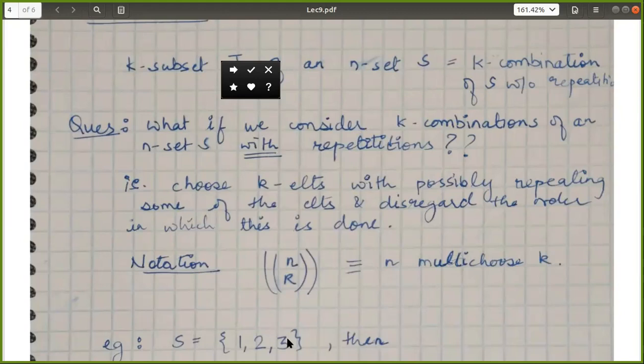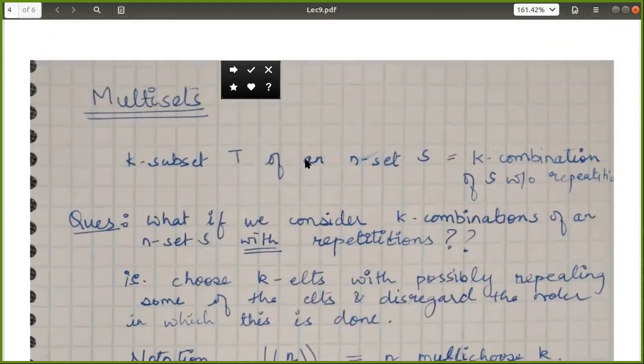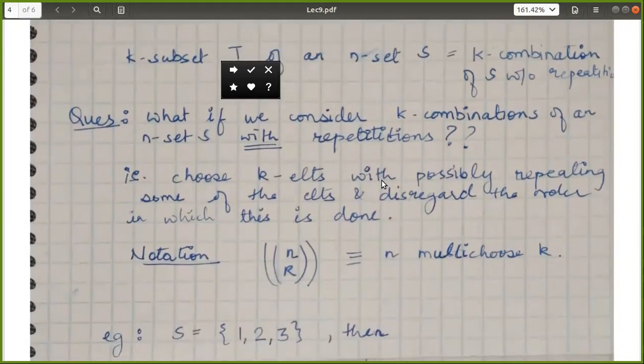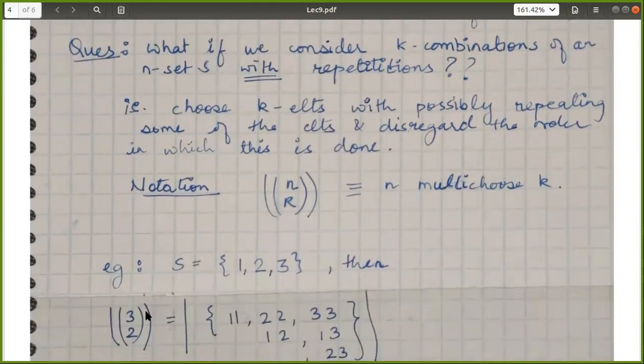Correct. See, we never said that the ordering matters. It's still considered a set, which means ordering is irrelevant. The only thing is that now we allow repetitions. Okay? So you allow repetitions, but ordering is immaterial. So 3 multi-choose 2 has 6 elements: 1, 1, 2, 2, 3, 3, 1, 2, 1, 3, 2, 3. Okay?